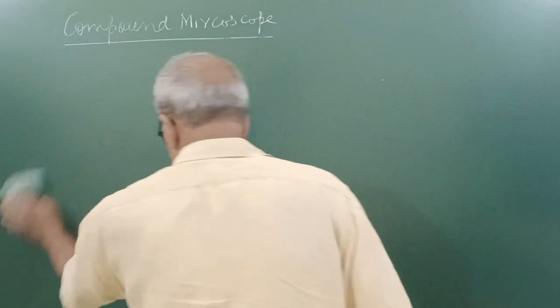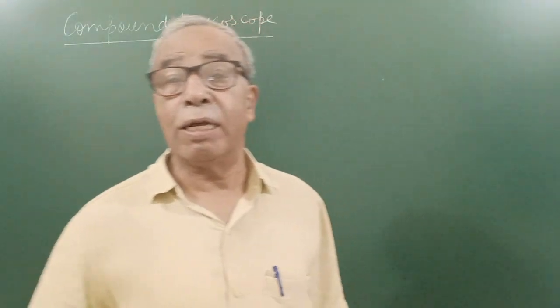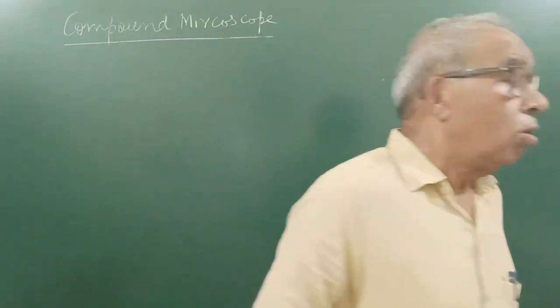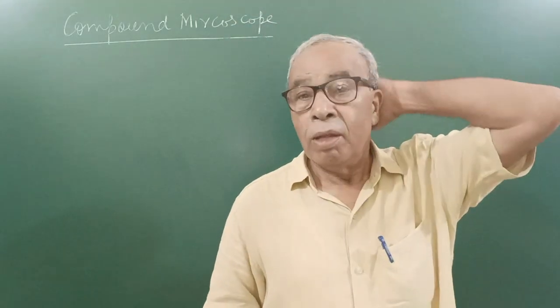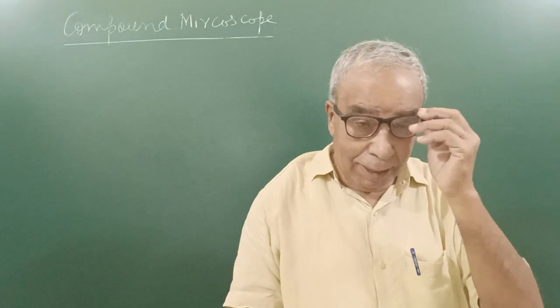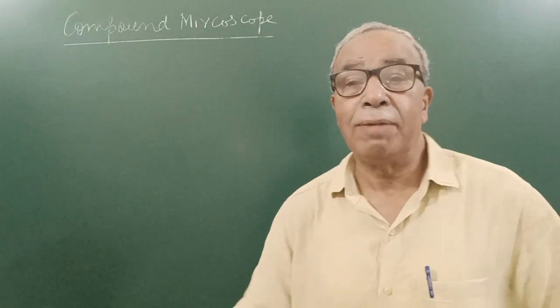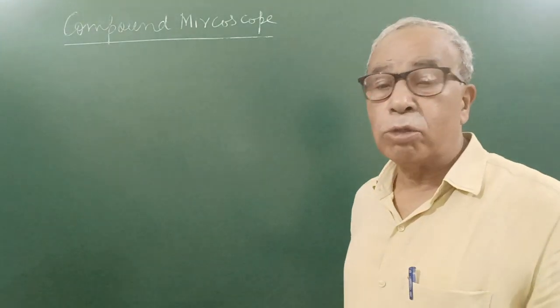There are some difficulties in understanding and doing it, and every year a question is asked: draw the diagram of image formation in a compound microscope and explain what is magnifying power. It is also difficult to understand what magnifying power is. So see how I draw the diagram.